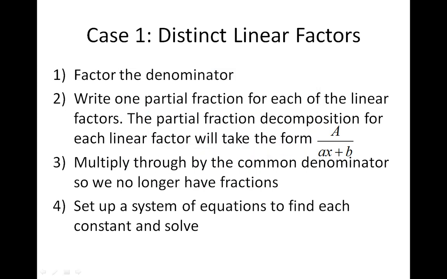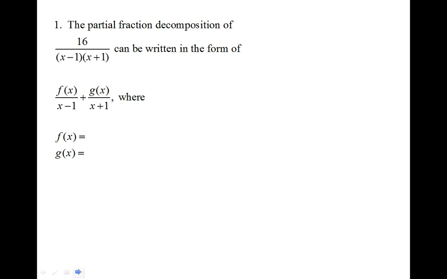But on all of these, what you're going to want to do is factor the denominator first. And in some of the examples, the denominators have already been factored for us. Okay, but there are 4 different cases that can arise, although in the homework, you're probably only going to see a couple of these. So this is the first kind of problem that you're going to see in your homework. Okay, so the partial fraction decomposition of 16 over x minus 1 times x plus 1 can be written in the form of f of x over x minus 1 plus g of x over x plus 1.